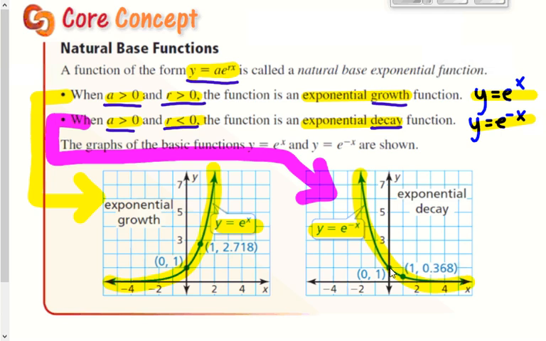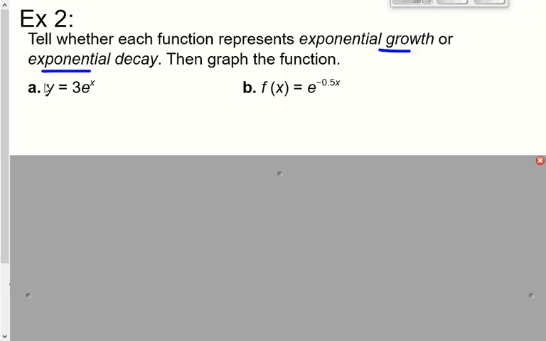You'll still have the 0.01, and then you'll have the 0.1 and 0.368. It will look like y equals e to the negative x. You may have a coefficient out front that's positive, but anything up here is going to be negative, and it's going to be our decay. So looking at that, here we're supposed to tell whether each function represents exponential growth or exponential decay, and then graph the function. So if I have y equals 3 e to the positive x, 3 is bigger than 1, my x is positive, so that is going to be my exponential growth.